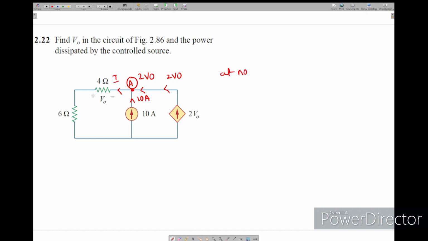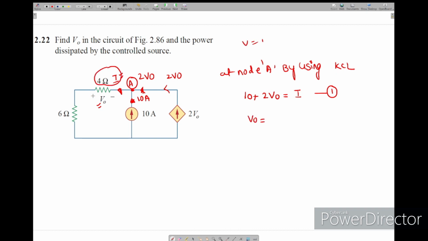So at node A, by using KCL, the sum of the entering currents equals the sum of the leaving currents. These two are entering and this is leaving. So I can write 10 plus 2 V0 equals I. I will call this the first equation. Now to find this V0 we should know the current I. For that, we can write V0 in terms of this 4 ohm resistor and I.